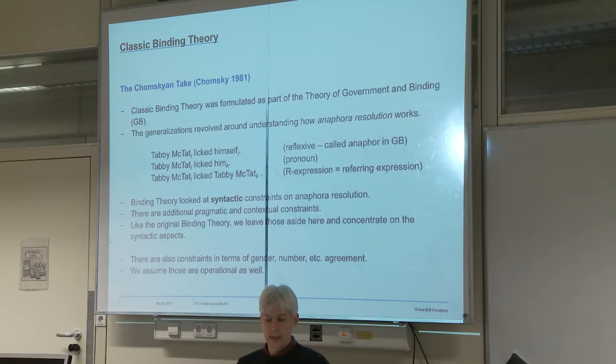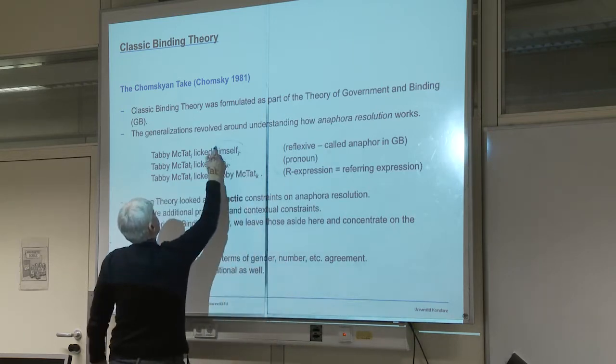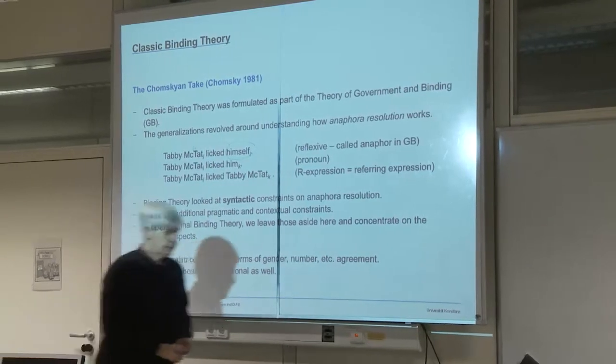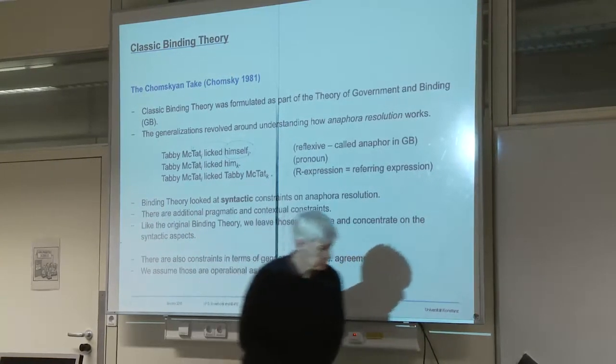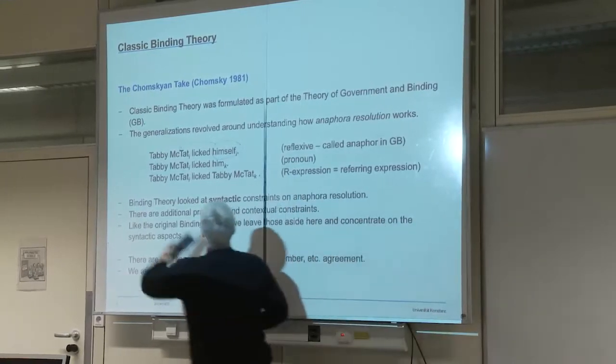If you look at this, there is a reflexive, called an anaphor in Chomsky's original: Tabby McTatt licked himself. I've got little letters over here. This is supposed to be an I, and this is an I, and this indicates co-reference. This indicates that this is referring to that. So, I and I.